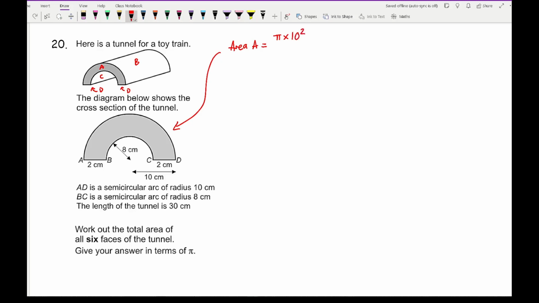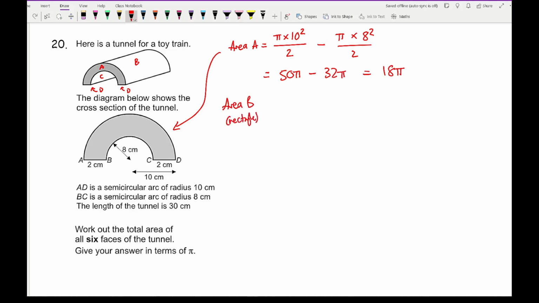So I've got 10 squared divided by 2 minus the sort of area of the smaller semicircle. That's pi times the radius, which is 8. So that's going to be 8 squared divided by 2. So working this out, I get 50 pi minus 32 pi, and that gives me a total of 18 pi.